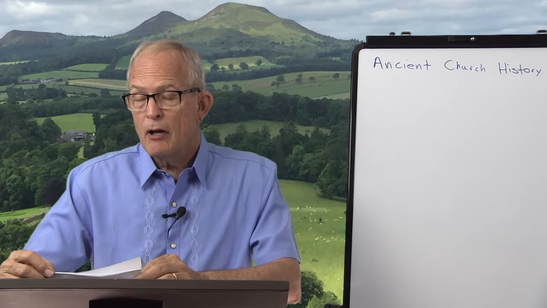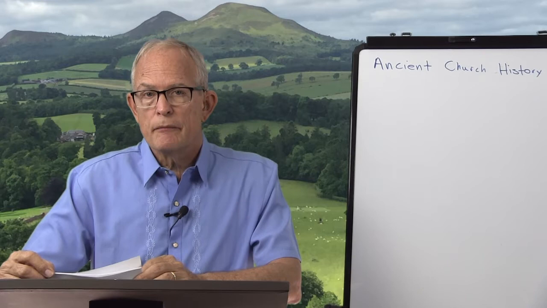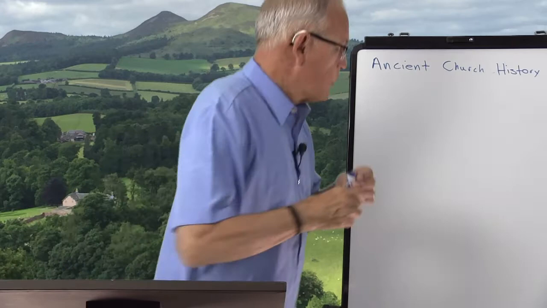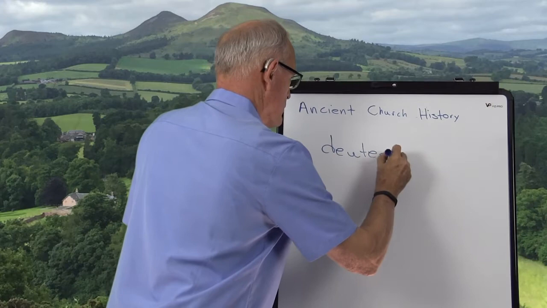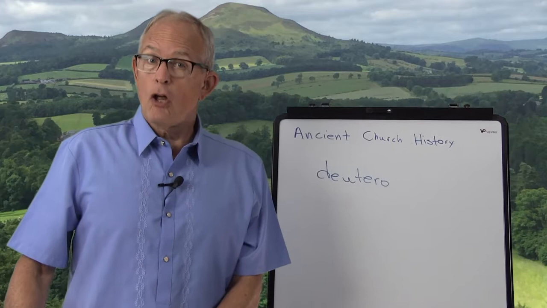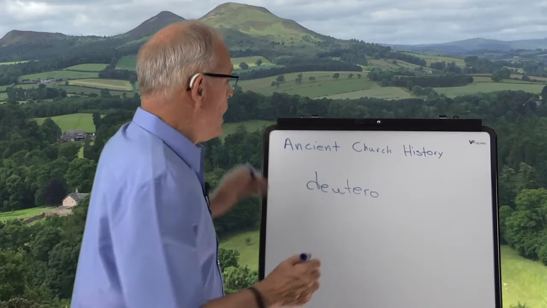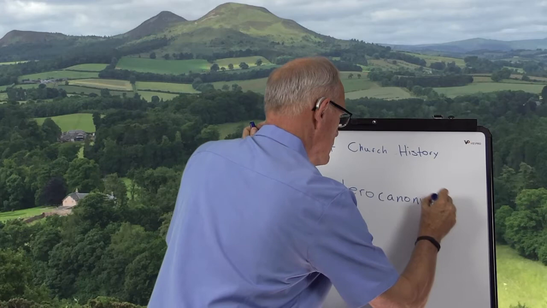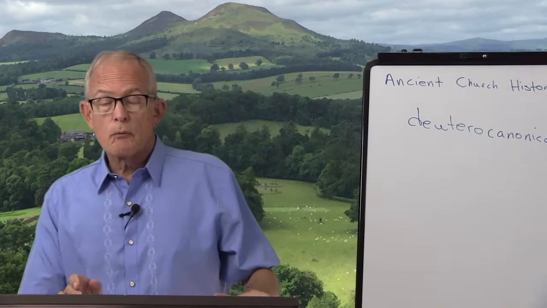These books, which the Roman Catholic Church has now combined with the Old Testament, have been called deuterocanonical. The word deutero, you can tell, is the beginning of Deuteronomy, which means the second law. In Deuteronomy, the law is given a second time. But deuterocanonical refers to a second list of books which the Roman Catholic Church eventually added to the Old Testament.